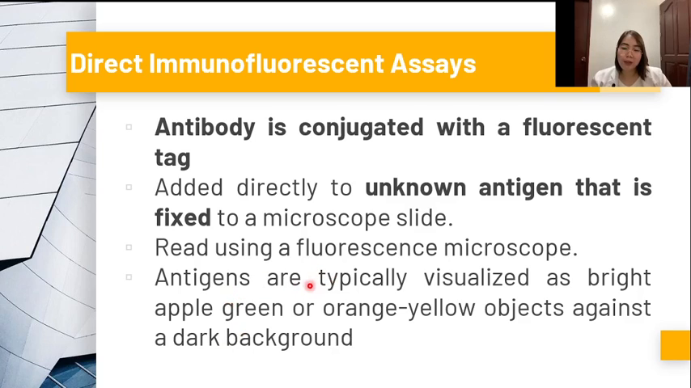Okay, so antigens are typically visualized as bright apple green or orange yellow objects against a dark background. So again, antibody that is conjugated with the fluorescent tag is added directly to an unknown antigen that is fixed to your microscope slide. After incubation and a washing step, the slide will be read using a fluorescence microscope, and antigens visualized as bright apple green or orange yellow objects. And usually, examples of antigens that are detected using direct immunofluorescence are your Legionella and Chlamydia trachomatis.